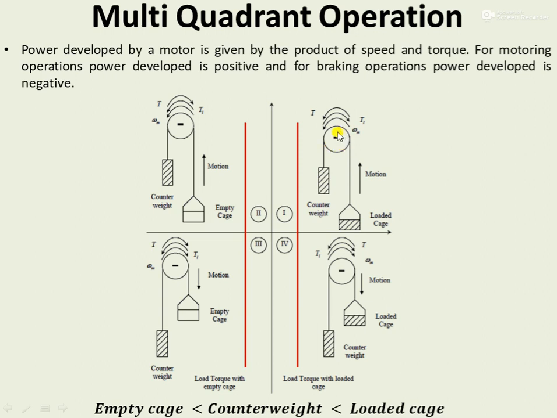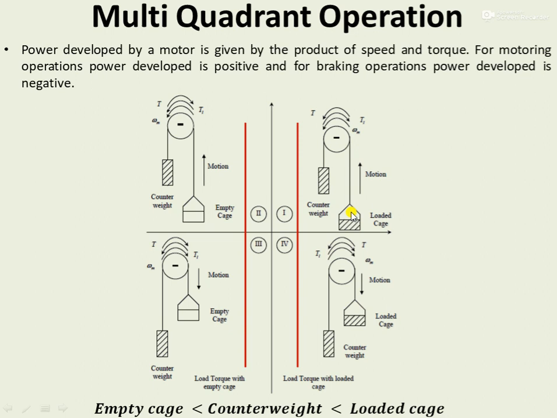That is actually provided by the motor. So the motor torque which is in the anti-clockwise direction is assumed to be the positive torque. So this torque which is provided by the motor in the anti-clockwise direction will help to lift this loaded cage, or will help to move this loaded cage in the upward direction.